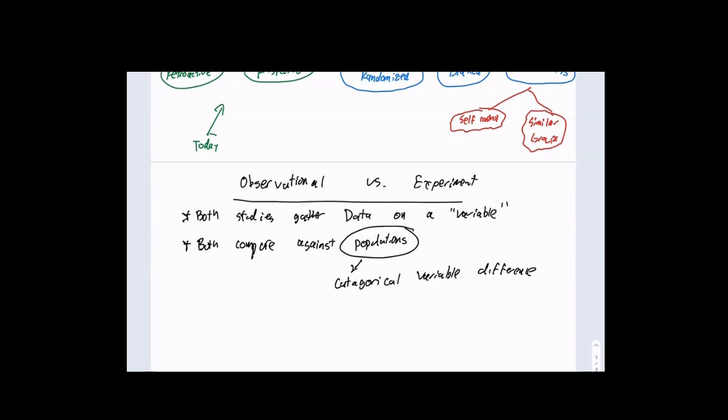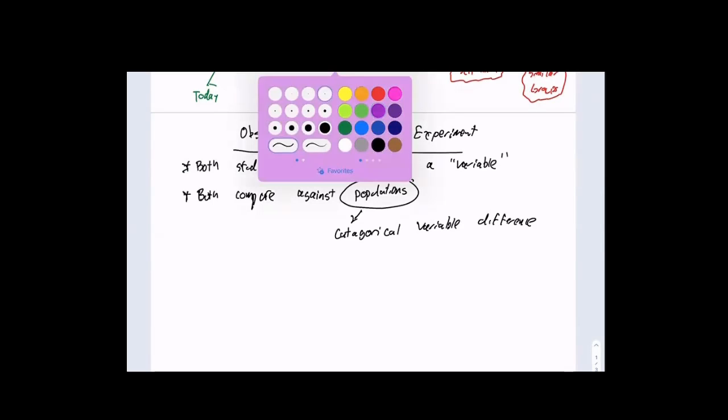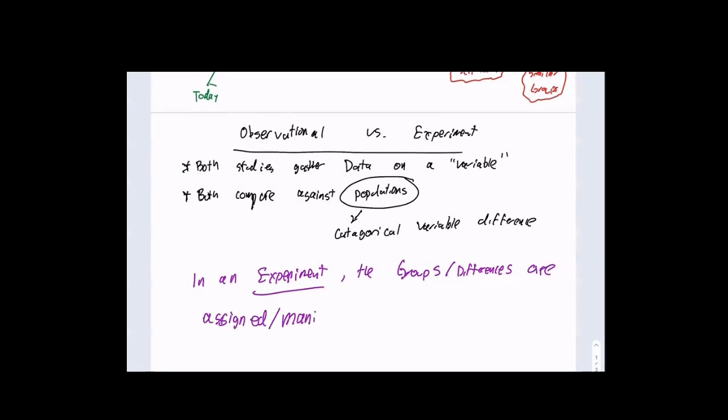So the question here is then, how do they differ? So here's the answer. In an experiment, the groups/differences are assigned/manipulated.